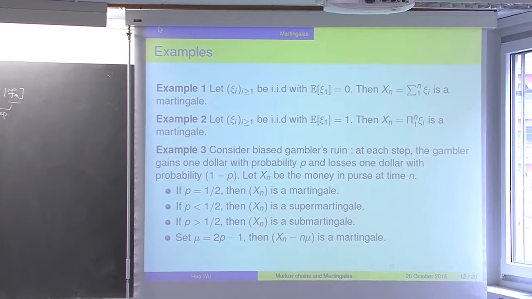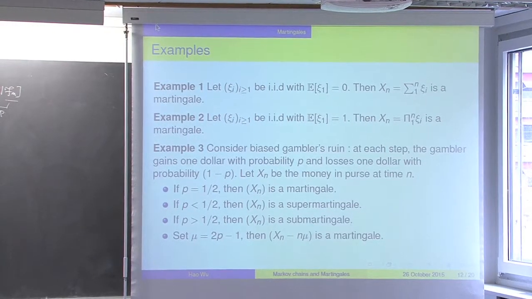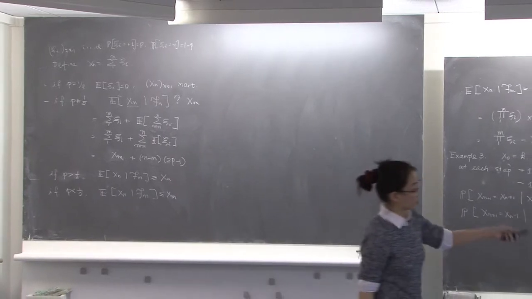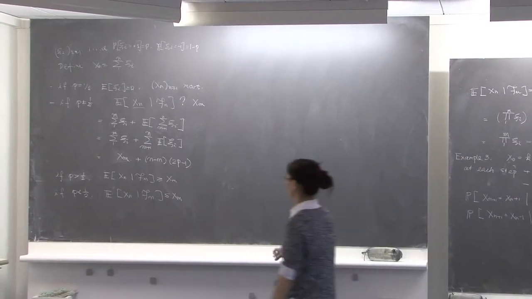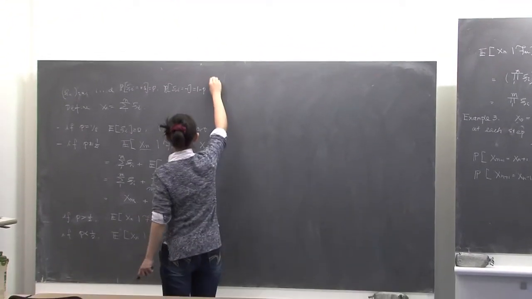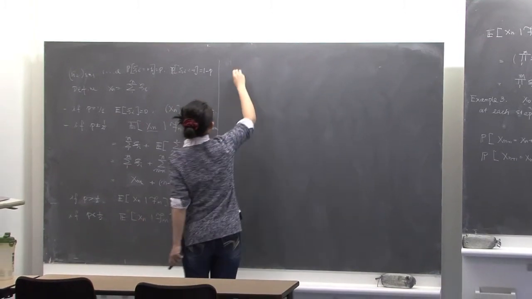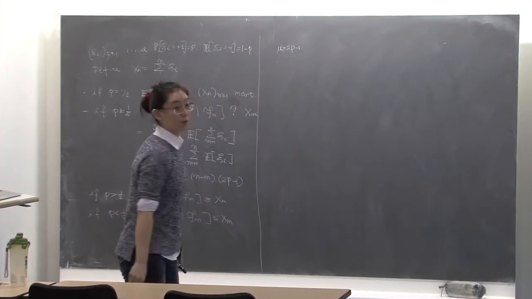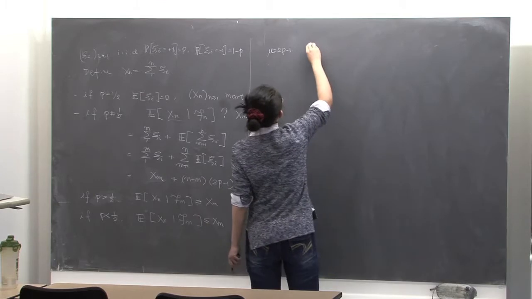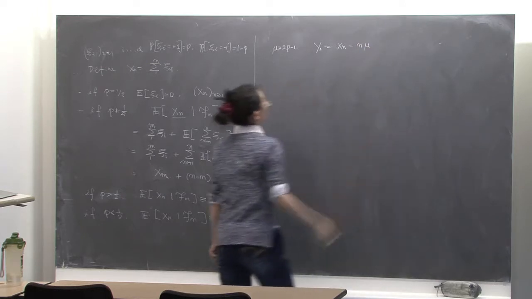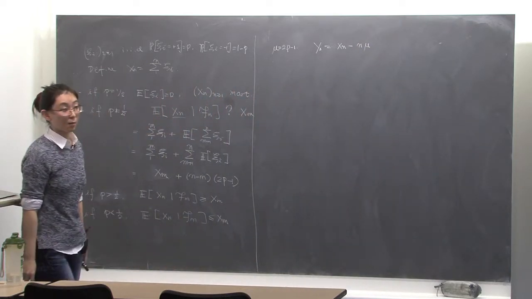And the last item: even though for p not equal to 1/2, the sequence Xn is not a martingale, it is not far from a martingale. If we normalize the sequence by a term depending on time, we again obtain a martingale. So for general p, we define mu as the expectation of each random variable, so mu is 2p minus 1, and then we define a new sequence Yn, which is Xn minus n times mu. Then this Yn is again a martingale.